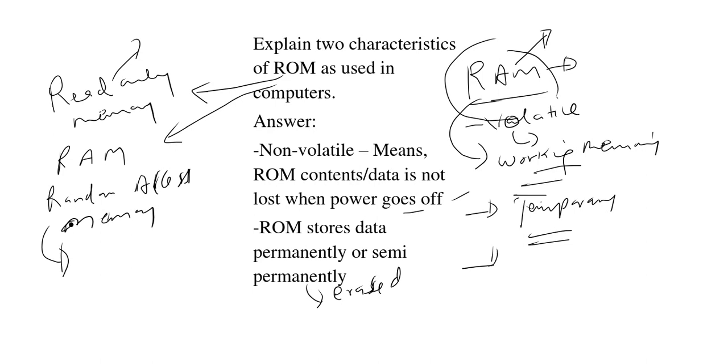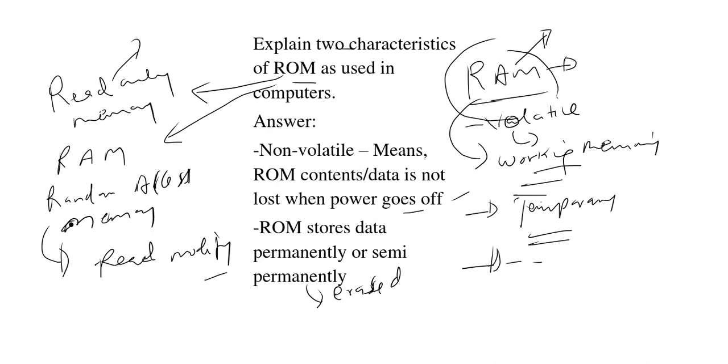Another one, we can say that the user can write into RAM and also read, but in ROM we only have to read, but we cannot modify. So those are the characteristics of ROM. I have also explored the characteristics of RAM.